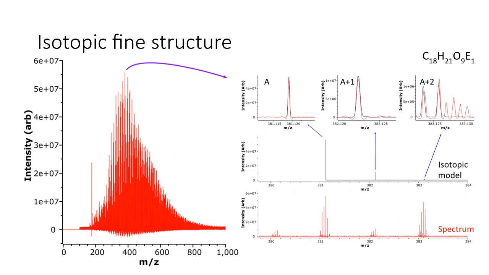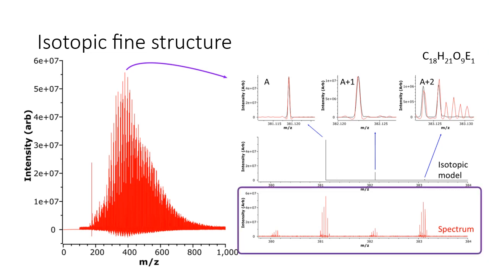In this example, we're going to look at 1 out of more than 6,000 assignments in an environmental water sample. Let's consider the most intense peak in this spectrum, which we've assigned with the ionic formula C18H21O9, and as it's a negative ion, it has an extra electron, hence the E1.